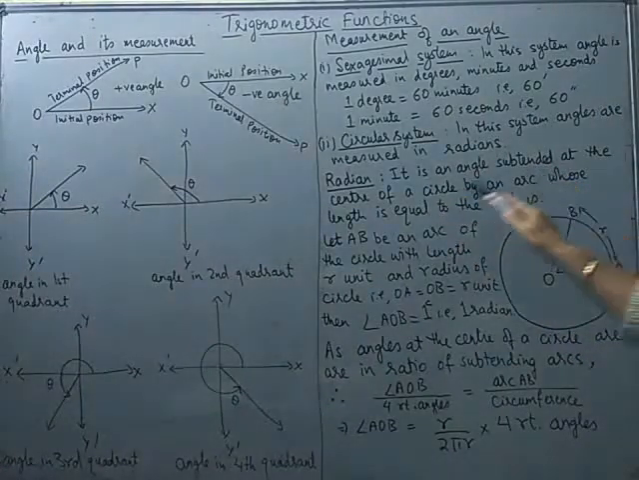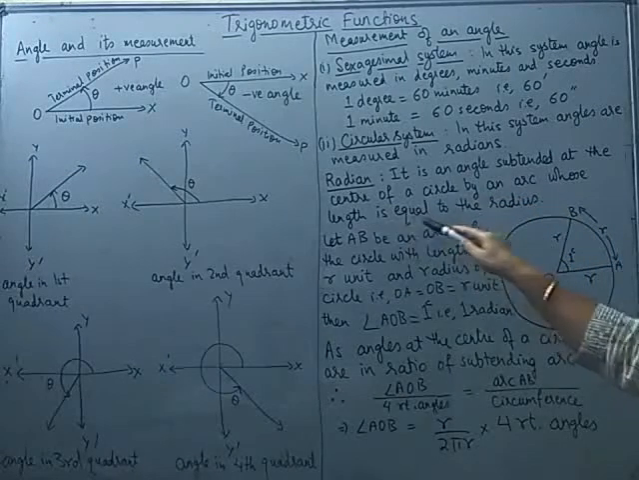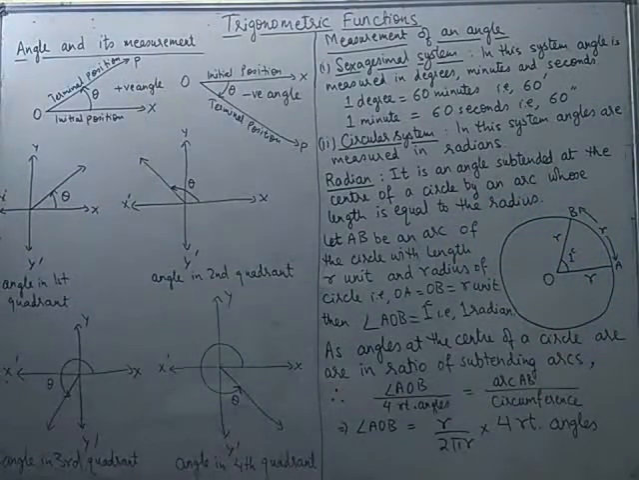It is an angle subtended at the center of a circle by an arc whose length is equal to the radius. So look at this figure and understand the definition. Suppose we have a circle with O as a center, then OA will denote the radius. In the same way, OB will also denote the radius.